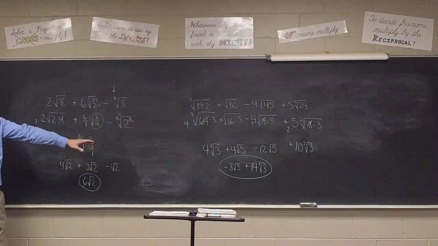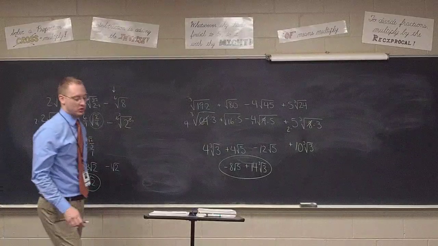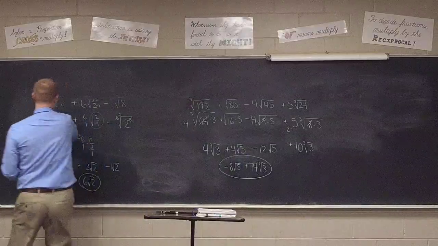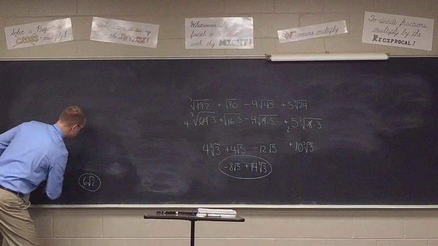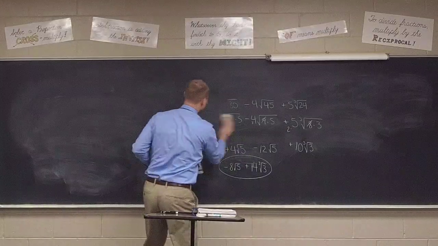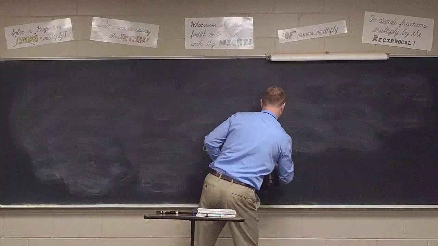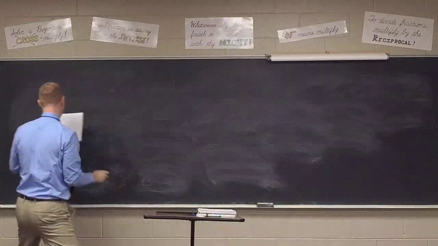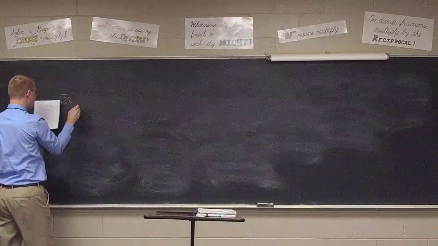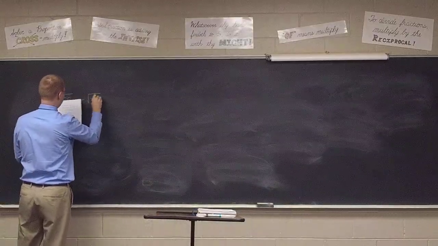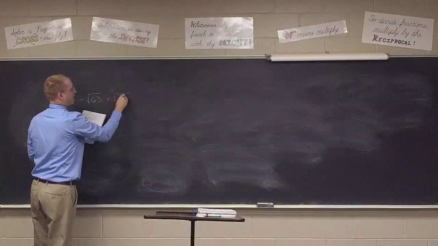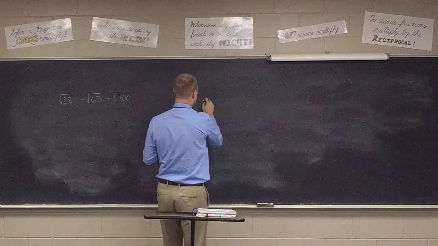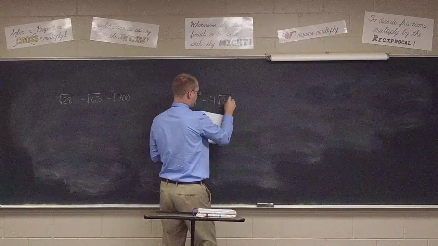Questions on that problem? Let me give you some to try on your own now. We'll start with an easier one, I think. Square root of 28 minus square root of 63 plus the square root of 700. When you're done with that, move on to the next 2 problems.